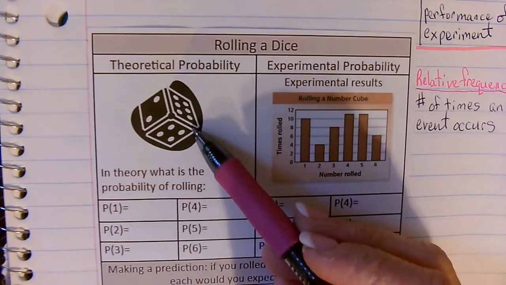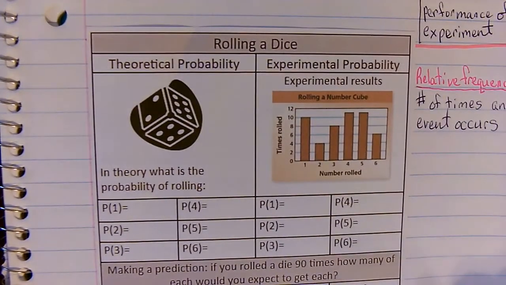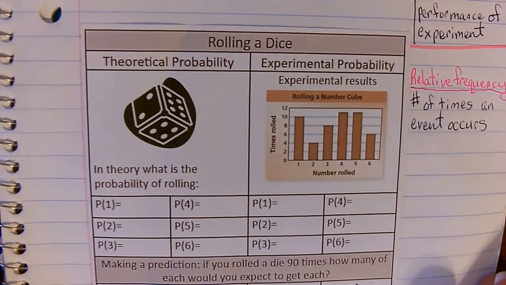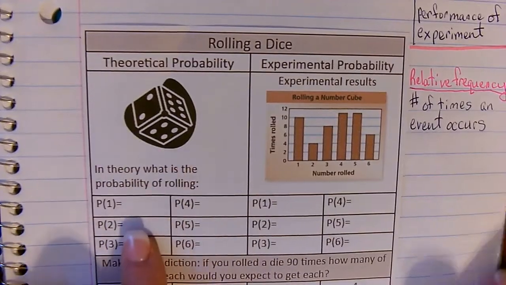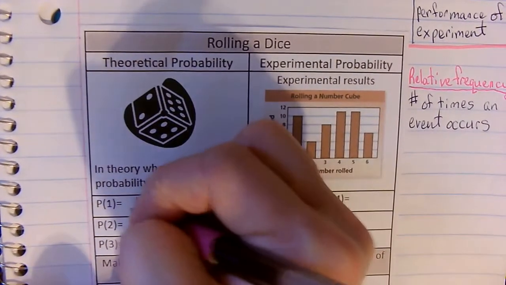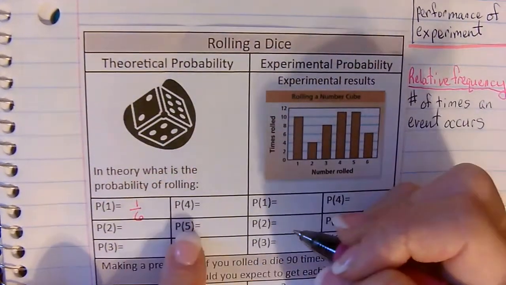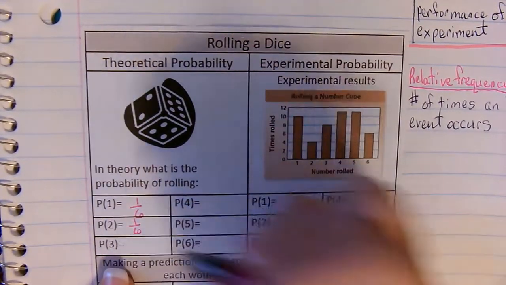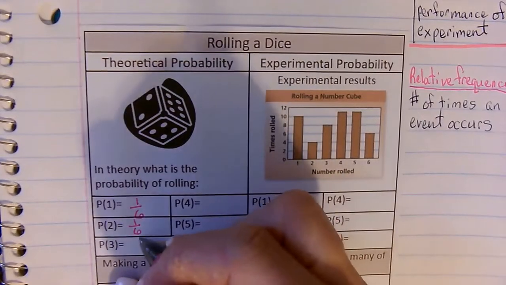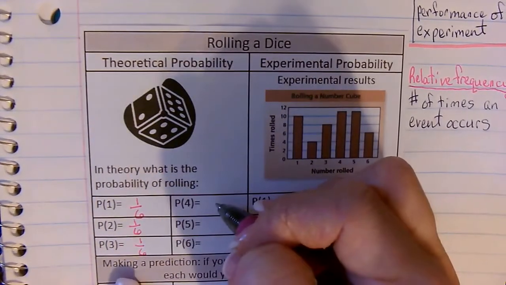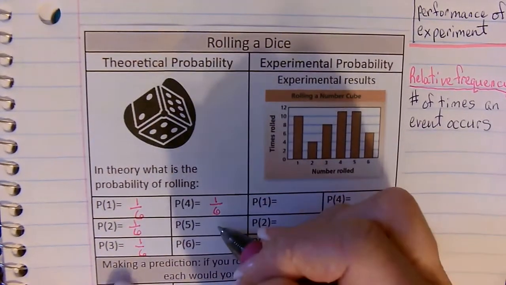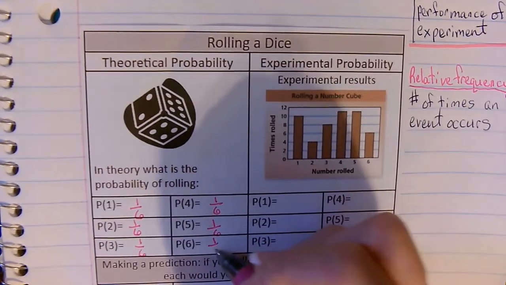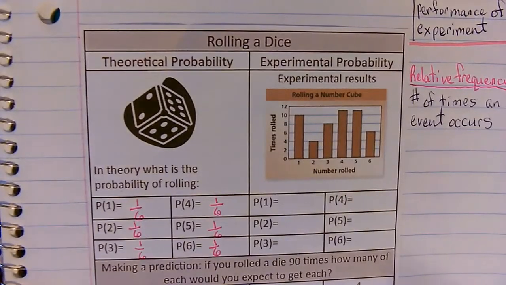Now if you're looking at a dice, then there are only 6 sides and there is just a different number, 1 through 6, on each side. So the probability of rolling a 1 is only 1 out of 6. And it goes the same for all of these. The probability of rolling a 2 is 1 out of 6 because there's 6 sides. The probability of a 3 is 1 out of 6. 4 is 1 out of 6. Probability of 5 is 1 out of 6. And probability of 6 is still only 1 chance in 6.